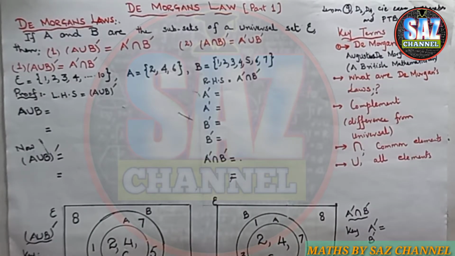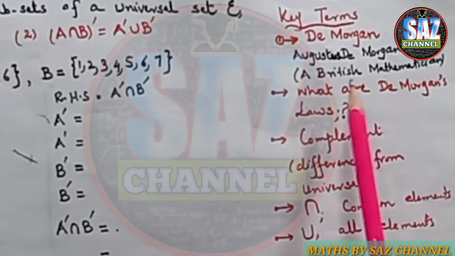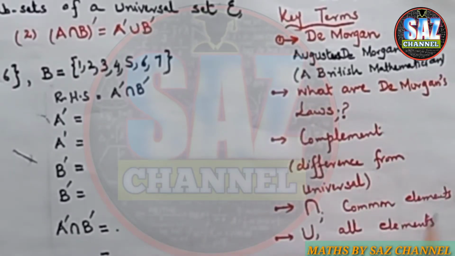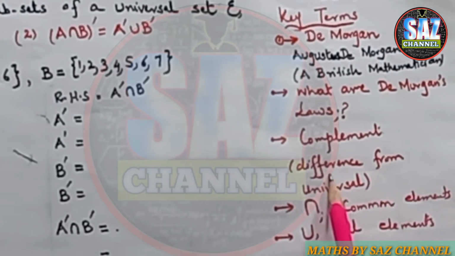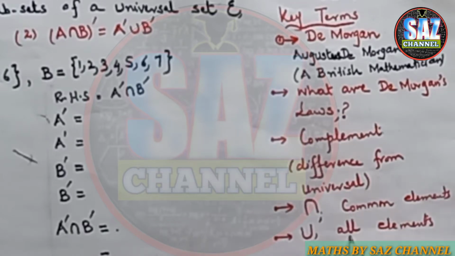Before going to the lesson, there are some key terms that we have to understand: who was De Morgan and what are De Morgan's laws. Augustus De Morgan was the British mathematician who introduced these laws. Then we have to understand the concept of complement, that it's a difference from the universal. What is the concept of intersection? Intersection means the common elements, and union, collection of all the elements. Let's move to the actual lesson.